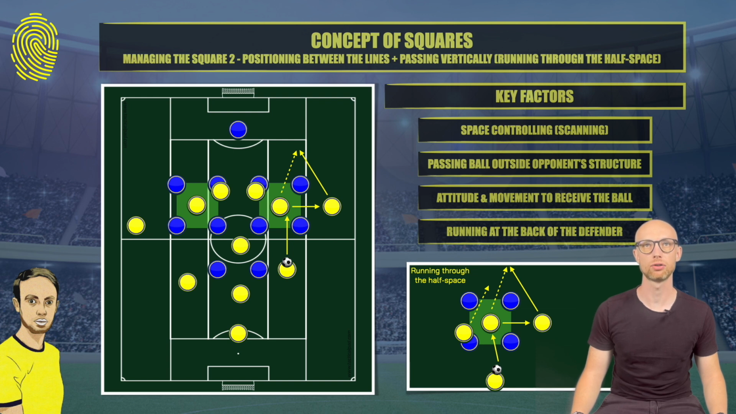The player running through the half space doesn't necessarily have to receive the ball, but can draw the attention of the central defender who will follow, opening space in the central corridor of the field. The ball can then be directed to another teammate running in from the second line.